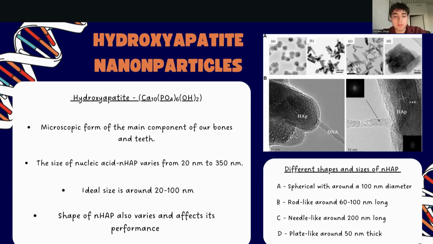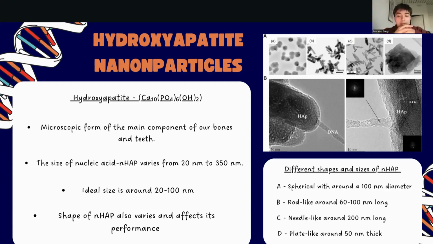Now, in terms of shapes, it also varies, and each could affect the performance of how they interact with the cell membranes, for example, how much DNA or RNA it can load and how they move and distribute in tissues. As seen in the picture above, the four common shapes would be spherical, rod-like, needle-like, and plate-like, which is labeled A, B, C, and D. For spherical, it has around 100 nanometer diameter. It is the easiest and it has the most uniform uptake, as the membrane wraps around evenly.